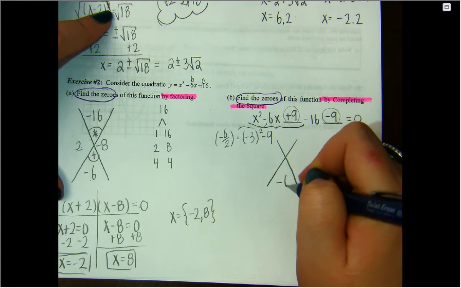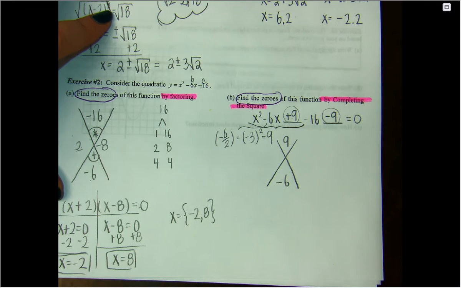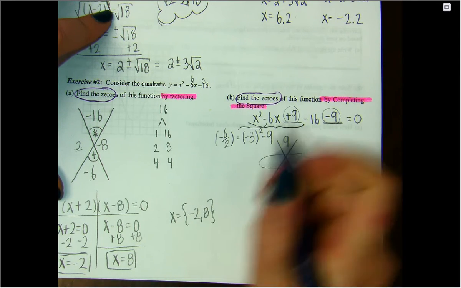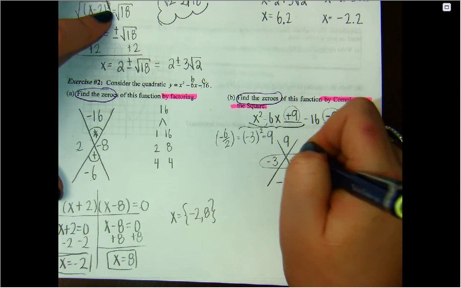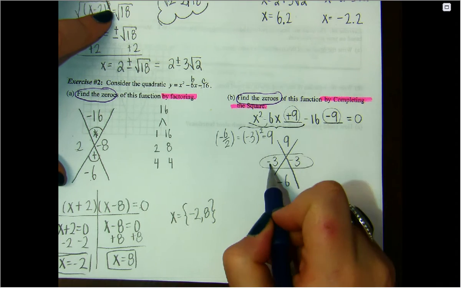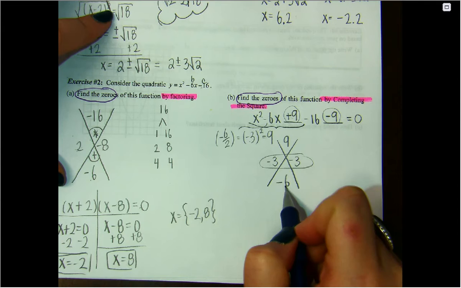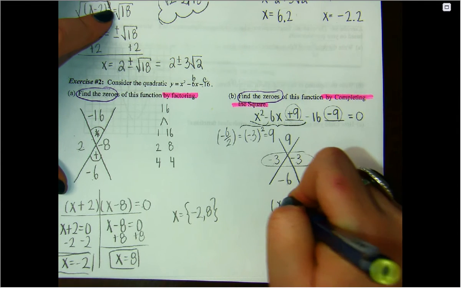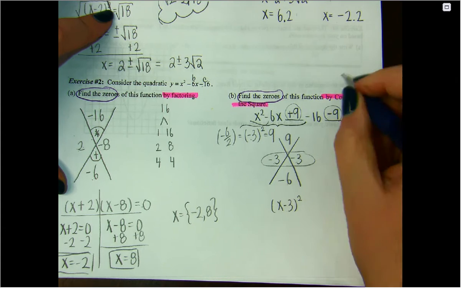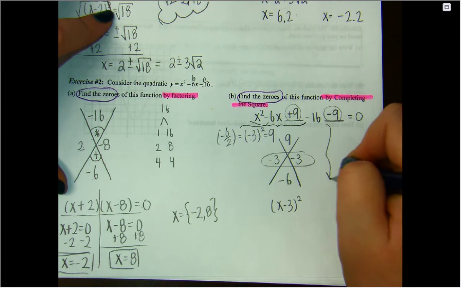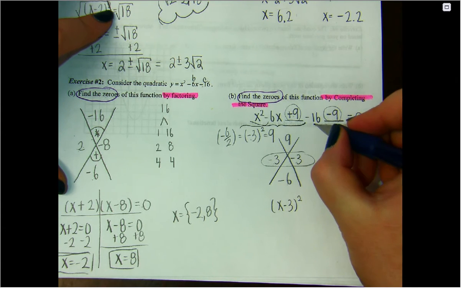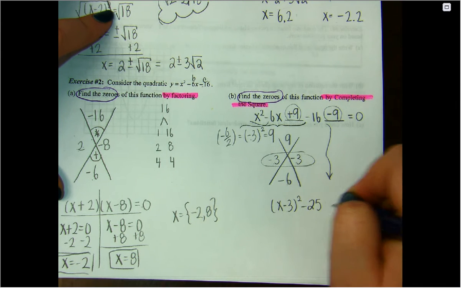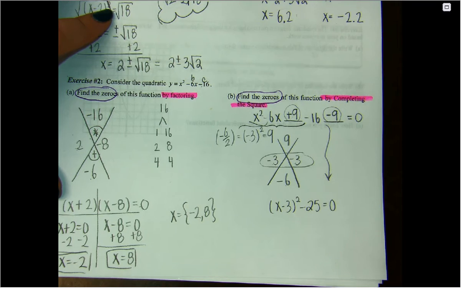Okay, so negative 6 at the bottom, 9 at the top. We already know these two factors. It's the b over 2 term, so negative 3. Negative 3 minus 3 is negative 6, and negative 3 times negative 3 is 9. So this gives me x minus 3 squared. And then down here, I get negative 16 minus 9, which is minus 25, equals 0.